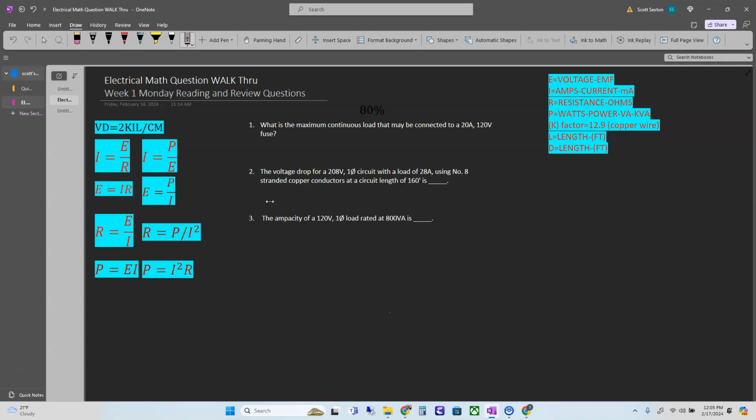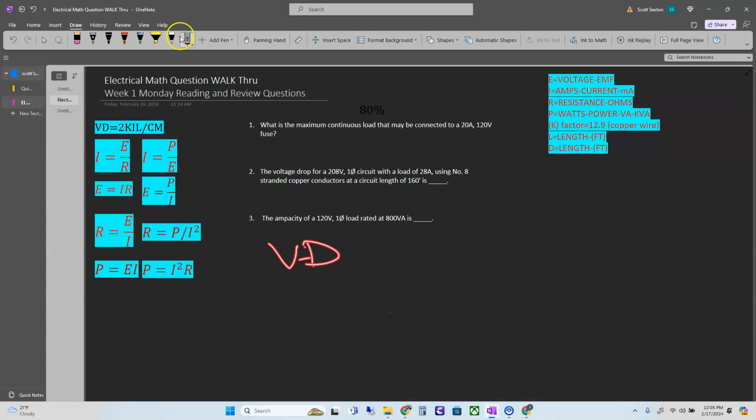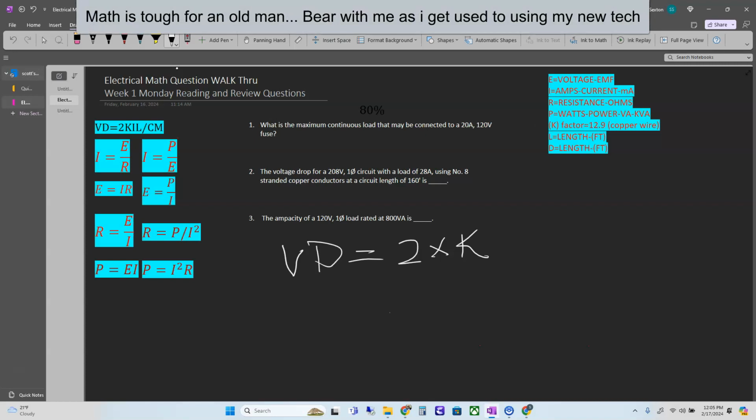Okay, so let's break down what this says. We have a VD, a voltage drop, and it's equal to 2. Well, that's a number, and then it's going to be times K, which is the K factor, 12.9. That is some of the properties of copper whenever you're doing these types of calculations. Then you have amperage, I, which we see right here. Current can be in amps or milliamps.